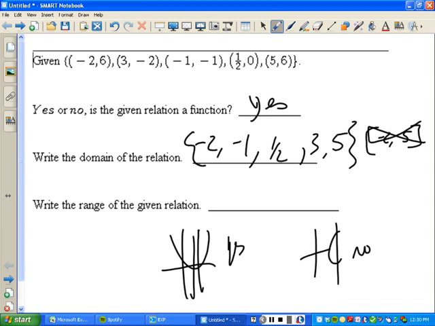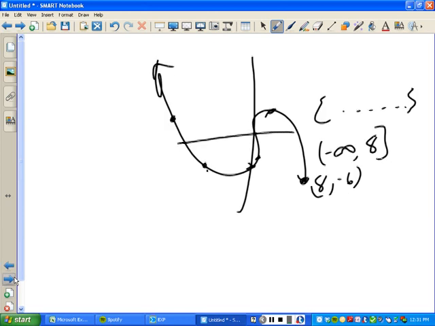Okay. What's the range? -2, -1, 0, and 6. Okay. Any questions on that? Okay.